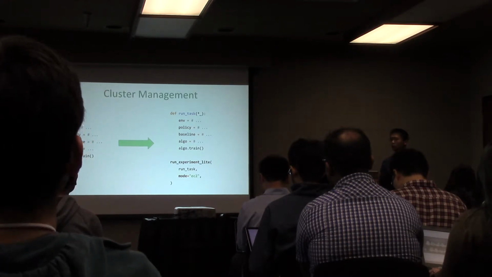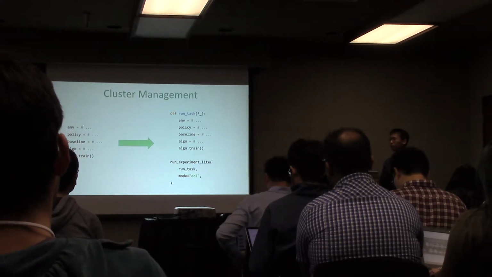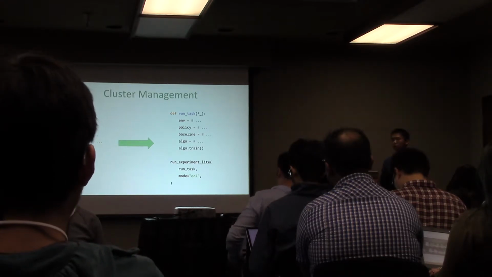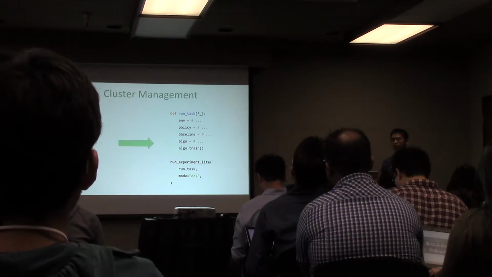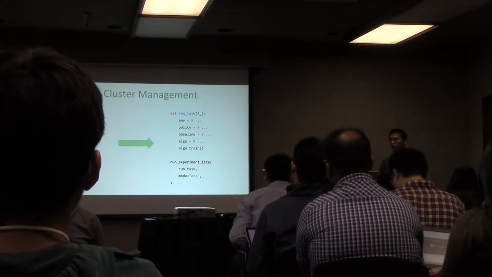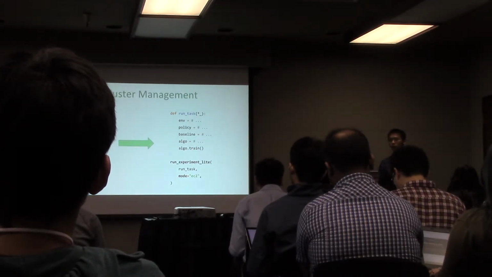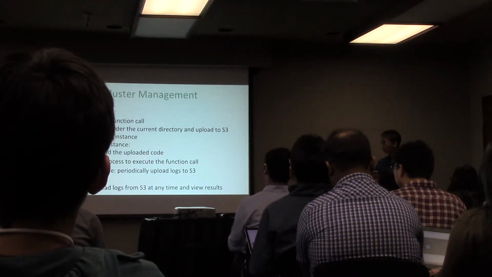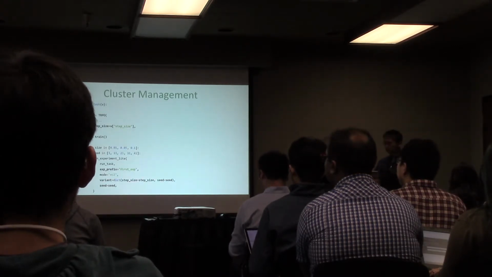On the left is what you usually write, and on the right is what you need to write to launch it remotely. You basically just wrap your code in a function call, and then you call some other method, which will serialize this function call and upload it to the remote end, and then it'll download all your local code, execute it, and then upload all the results onto S3.